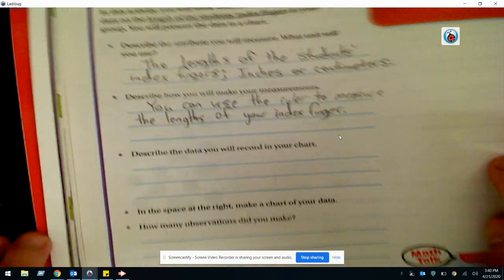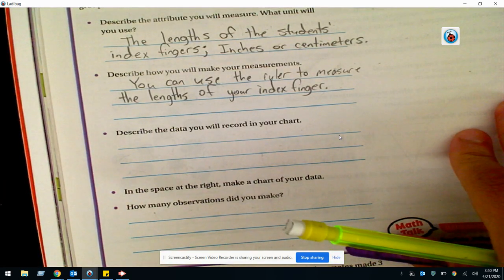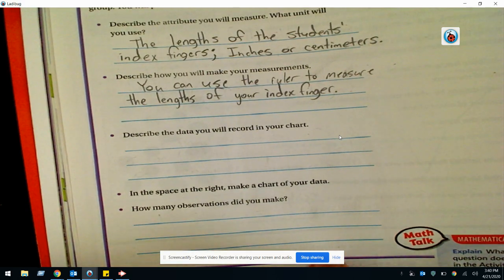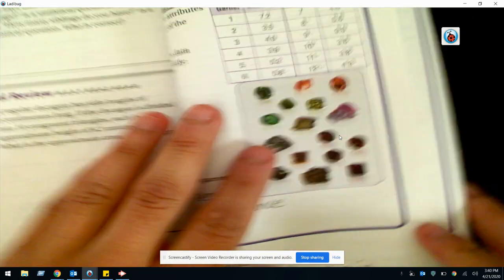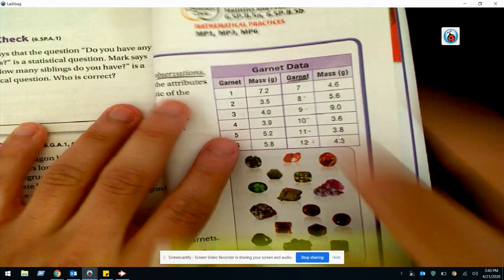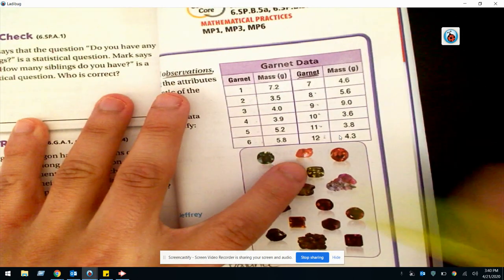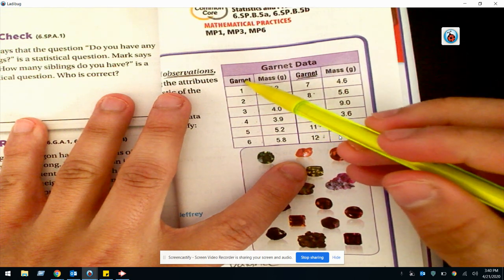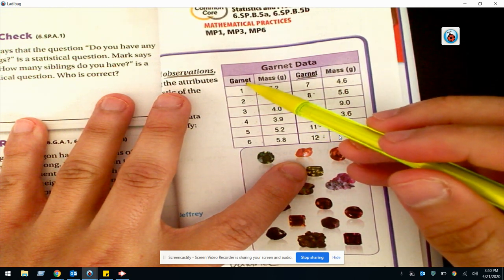So describe the data you will record in your chart. If you think about it, I'm actually going to refer to the last page. So the chart that they gave us in the example, we can see right here. It gave us the garnets. So if you think about it, the garnets are the number of observations, and the garnets can be thought of as the number of students.